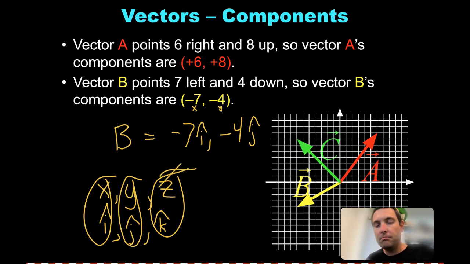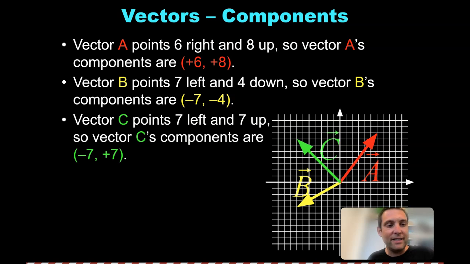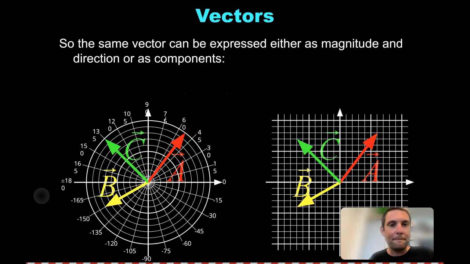And we'll talk about how to deal with that later on and how to combine vectors using this unit vector notation. AP Physics 1 students, though, don't worry about that. And then vector C is -7, +7.